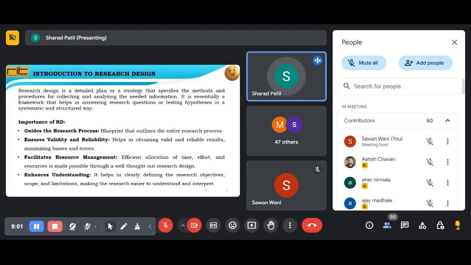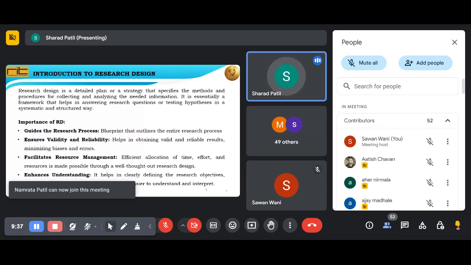So why do we require a research design? There are some important points to be noted here. If you don't have any research design and planning, then your research work will be scattered. It will not be channelized and it will not be completed within the stipulated time period. So as a researcher, whenever you enroll for research and try to complete it within the stipulated time period, you require design and planning. So what is the importance of research design?